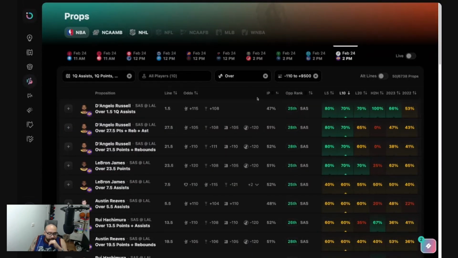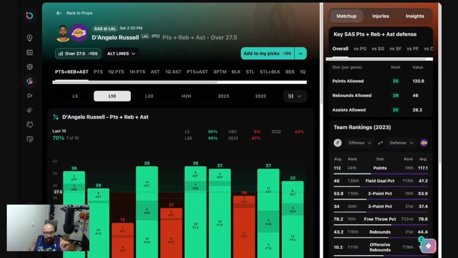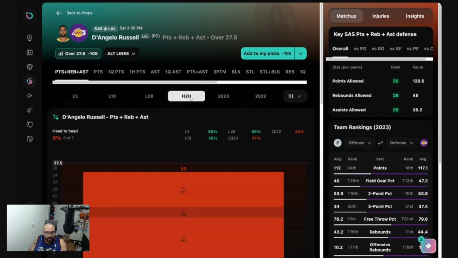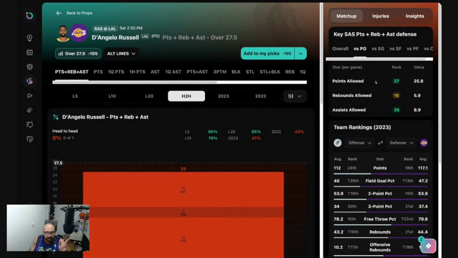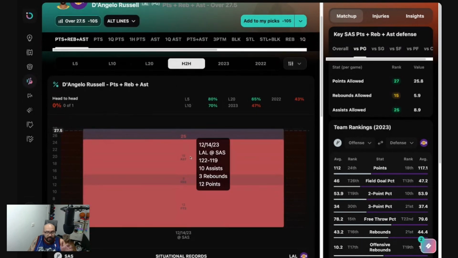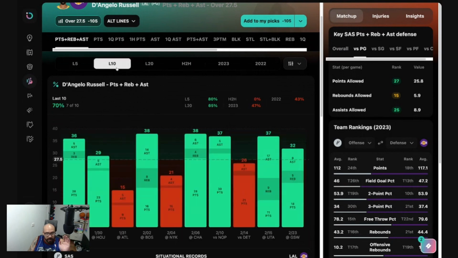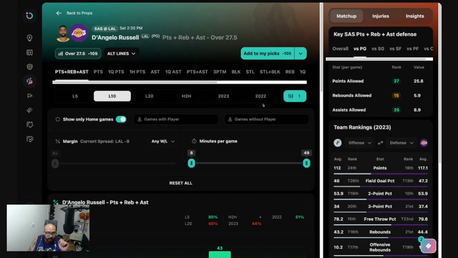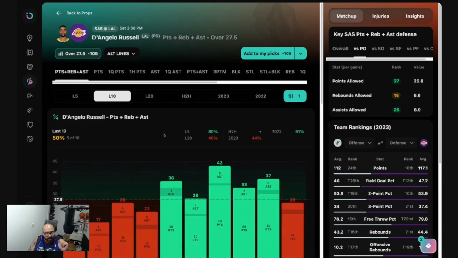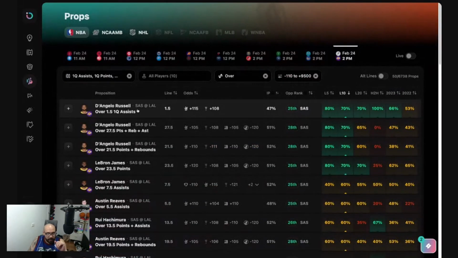All right. What else do we see? So we've got D'Lo's PRA. What this is telling me, he's been hitting it well recently, but he didn't get it the last time he played the Spurs. So he had 12 points, 3 rebounds, 10 assists last time they played. The matchup is good, but there's a lot of scoring weapons. In their last 10 games, 7 out of his last 10. Last 10 games at home, 5 out of his last 10. So the line might be just about right there for D'Lo, so I'm not keen for that.